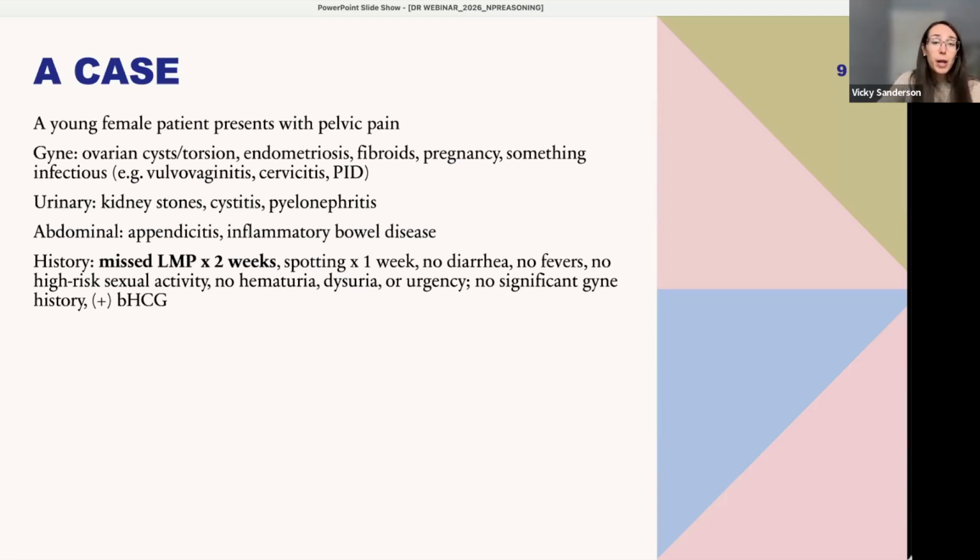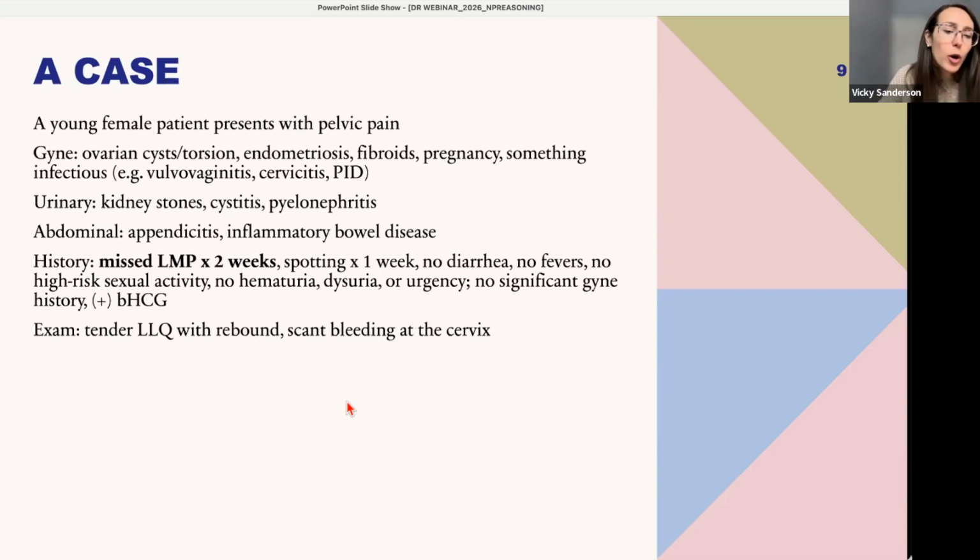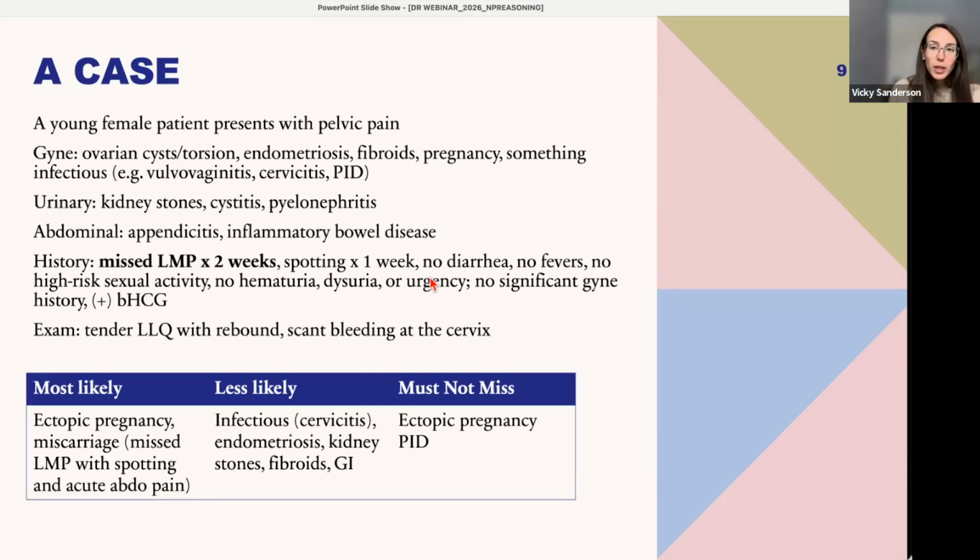Any female patient with pelvic or abdominal pain, we really need to get to the bottom of this red flag presentation. So the exam reveals some left lower quadrant pain with rebound and scant bleeding at the cervix. So let's say I'm working in the emergency department as a clinician and I'm handing off this patient, right? A way to communicate this with the next provider, or even through your documentation, is to think about the most likely diagnosis and why, the less likely diagnoses you've thought of and why you think they're less likely, and then the must-not-miss or dangerous conditions you've thought of and how you plan to rule those out.